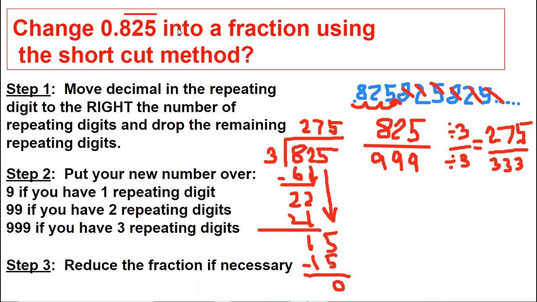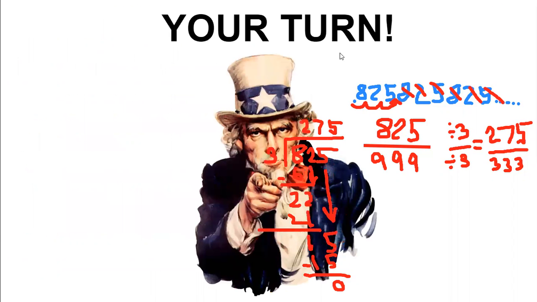So on a test question, you're going to have to make sure that you reduce if you need to. So let's check it with our calculator. We should be able to divide 275 by 333, and we should get 0.825 repeating. Give it a try, pause the video. You could also try dividing 825 by 999. You should also get 0.825 repeating. Okay, pause the video, give it a try. Okay, good. Did you get the answer? Excellent.